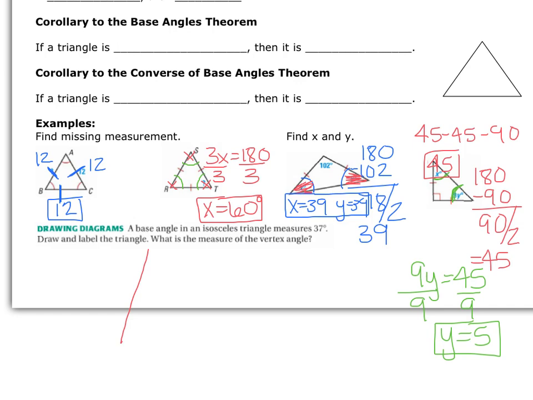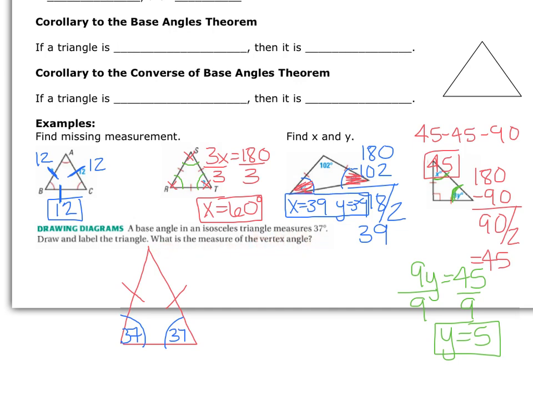So we're going to draw a triangle. We're going to make it isosceles. It tells me that a base angle is 37 degrees. Well, what we just learned is that if these sides are the same, then the angles are the same. So if this one's 37, this one's 37. So the question here then, what is the measure of the vertex angle?